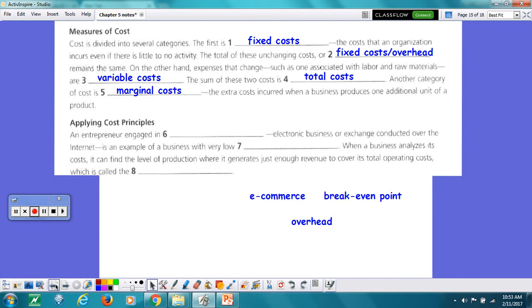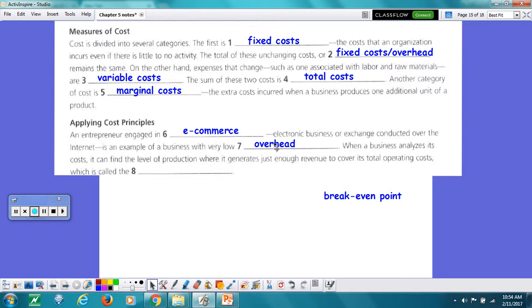Taking a look here, an entrepreneur engaged in what is known as e-commerce, or electronic business, or the exchange conducted over the internet, is an example of a business that has very low overhead. In many cases, they don't need to buy or rent additional property. Many people who start off in e-commerce are doing a lot of this out of their own personal space, out of a garage or a basement that they already own, or maybe even their parents' garage or basement. Nevertheless, they can keep costs really low.